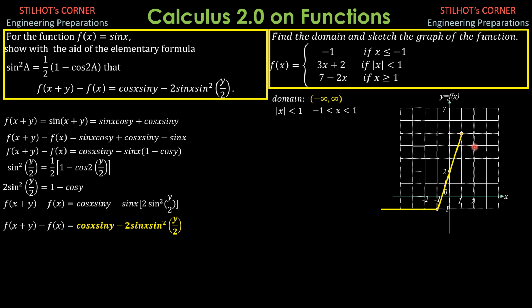Then finally, when x is 2, y is 3, so it passes through here. When x is 3, 7 minus 2 times 3 is 1, so it also passes here. We connect these 2 points with a straight line, and that's the graph of 7 minus 2x. So this is the entire graph of this function defined piecewise.